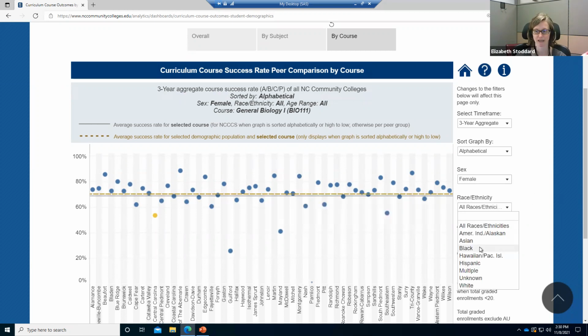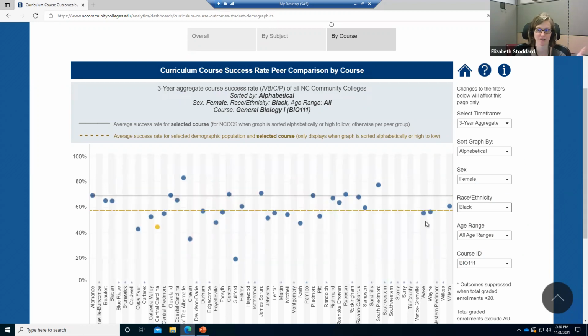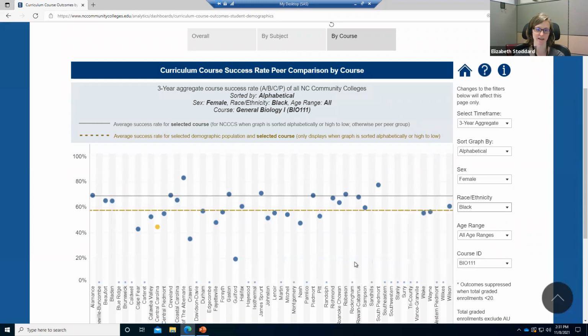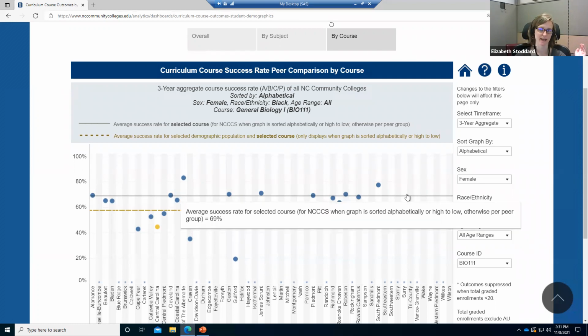We can narrow that demographic group even further by choosing, like, Black females. And then we'll see, for one thing, a lot more asterisks along the bottom here, which is an indication that these schools have fewer than 20 Black female student enrollments in Bio 111. And we can also see that the average success rate for our selected population, Black females, was lower at 57% than the average NCCCS success rate, which was 69%.